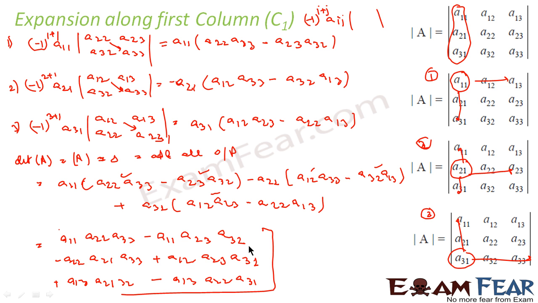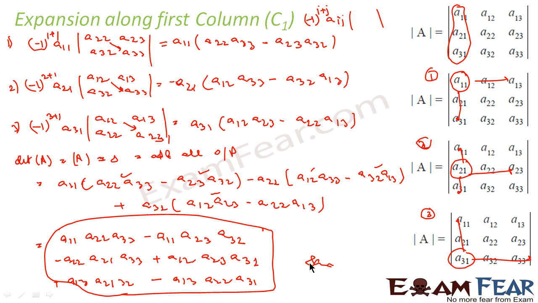Now if you compare this value with the value which we got by expanding rows, this is exactly the same. Correct? So what we have seen is that we expand using rows or columns, it doesn't matter. You expand using first row, first column, second row, second column, third row, third column, doesn't matter. You expand using any row or any column, you get the same value.